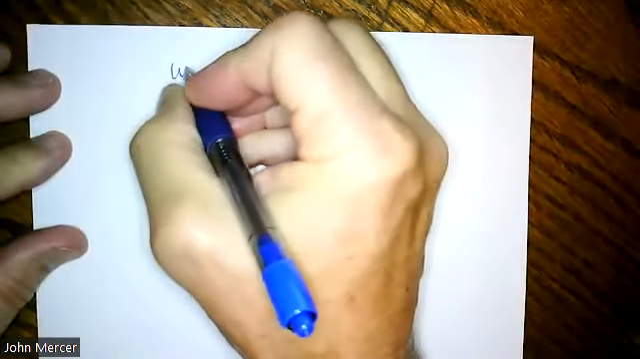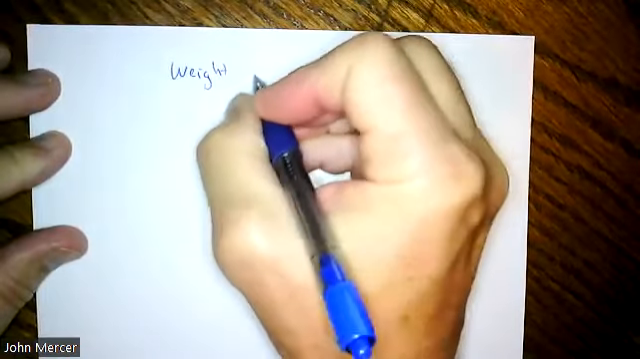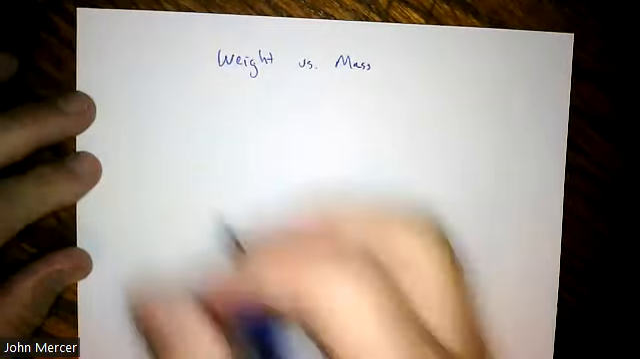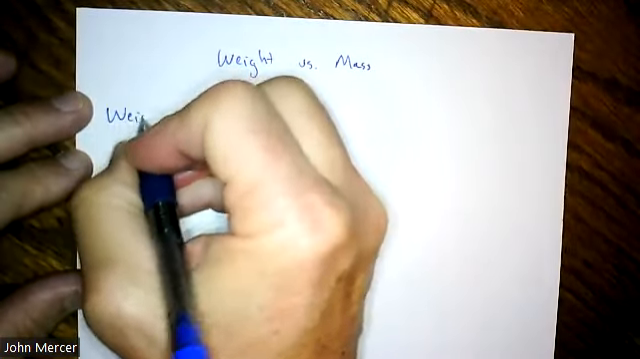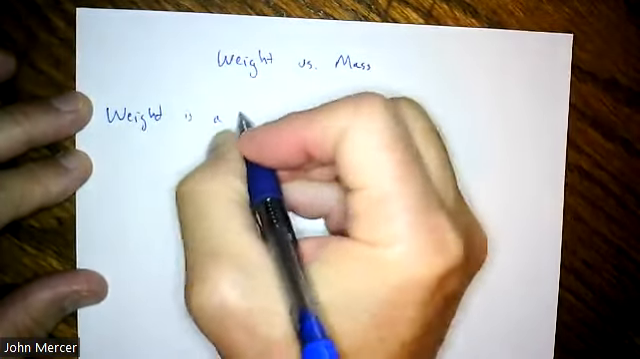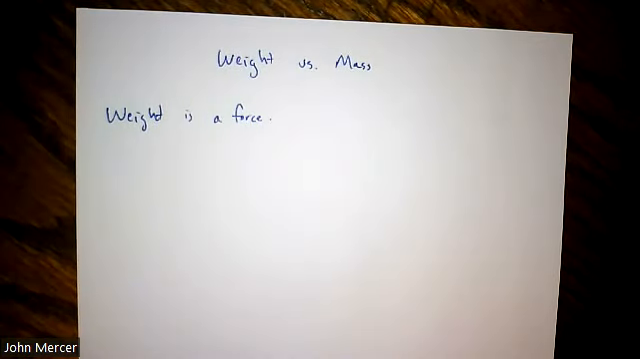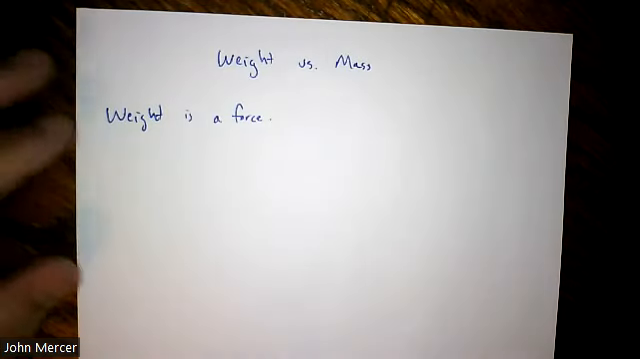Let's talk about a concept that is easy, but yet easy to get confused. So let's talk about weight versus mass. All right, it's important to know that weight is a force, and it represents the force of gravity acting on an object.